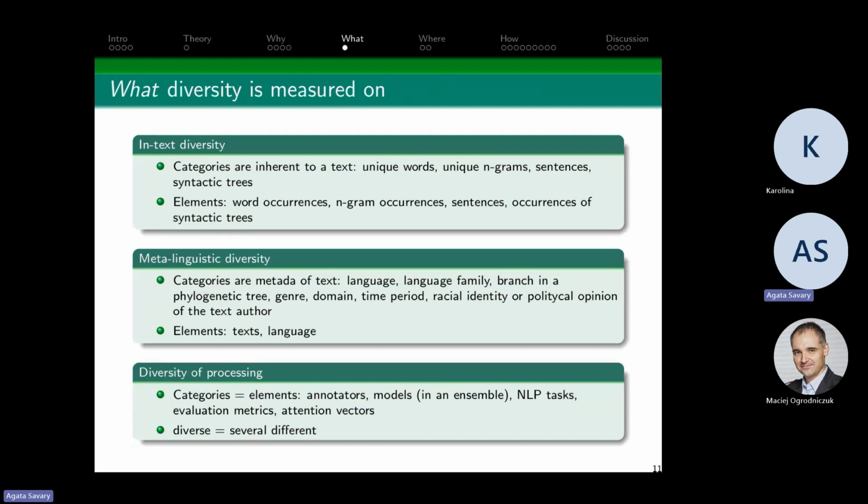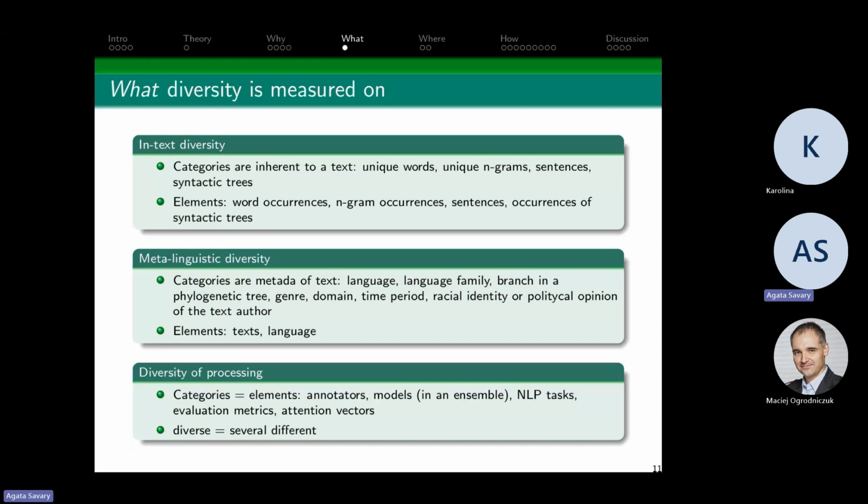So elements could be inside text, and often they are, like text, language, words, and so on. But the categories are metadata of the text. So the language family, a branch in the language tree, a genre, a domain, a time period, a cultural feature, or whatever, right? And finally, what we call diversity of processing concerns everything that happens inside models.